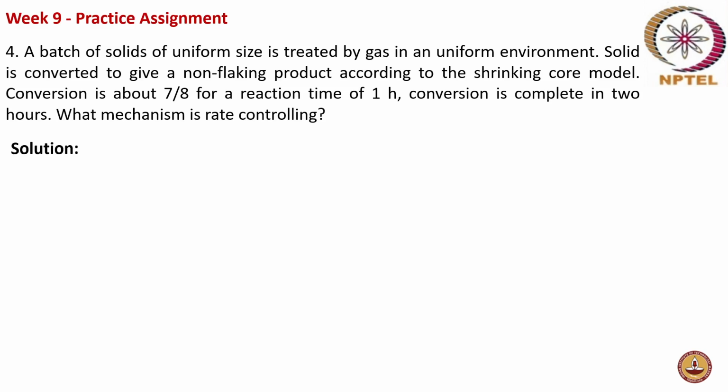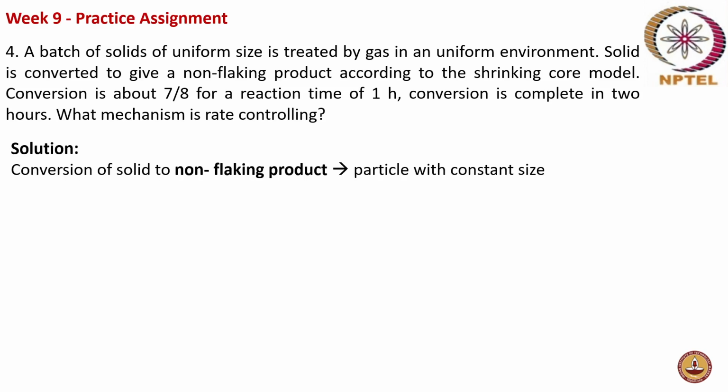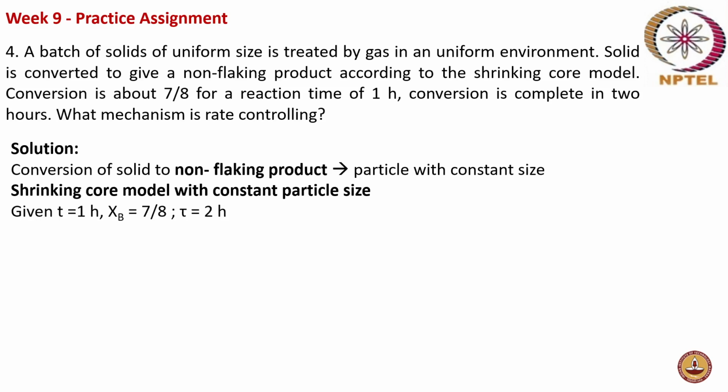So what is the solution for this? Here again they have given conversion of solid to non-flaking product. That means the particle size is going to be constant throughout the reaction. So shrinking core model with constant particle size is to be assumed. Next, they have given when t is equal to 1 hour, xb is equal to 7 by 8. So when time is 1 hour, your conversion is 7 by 8. And they have also given time for complete conversion, tau is equal to 2 hours.